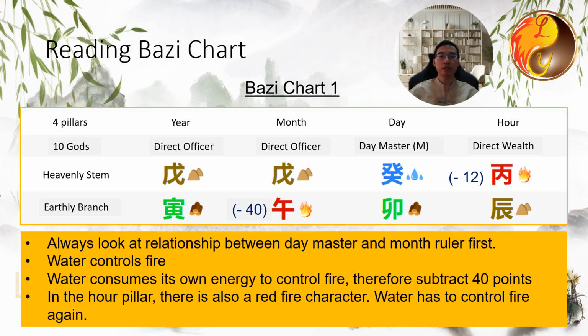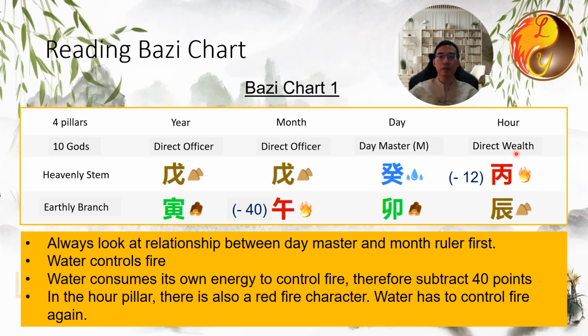Let's look at another Bazi chart. The first step in reading a Bazi chart is to determine whether the day master is strong or weak. We start by examining the relationship between the month ruler and the day master. In this case, the month ruler is red, representing fire, and the person has a water day master. What is the relationship between water and fire? Water controls fire, meaning that water consumes its own energy to control fire. Therefore, we subtract 40 points.